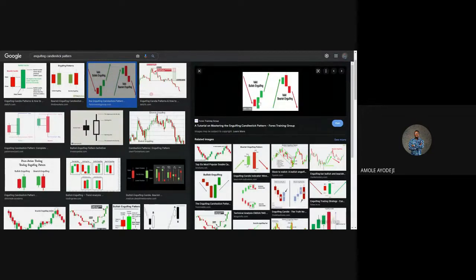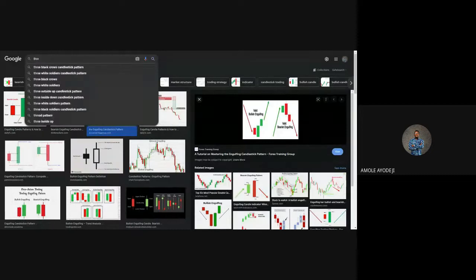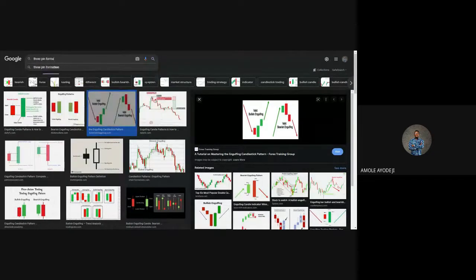This point is a structural point. The same applies to the bearish trend: a bullish candle, a big sell candle, a bearish candle, and another bearish candle formed. This point is a structural point. That is the engulfing candlestick pattern. Then the second to the last is the tri-pin formation.